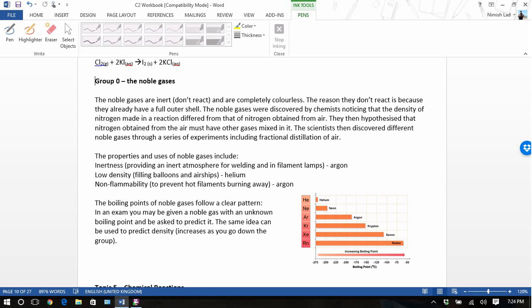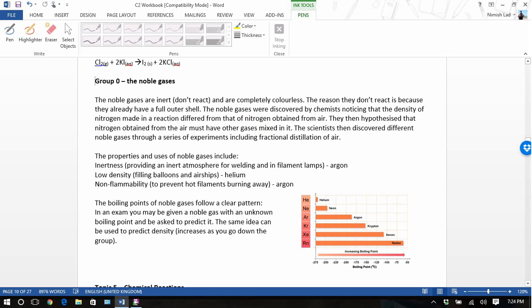So the boiling point of noble gases follows a clear pattern. In an exam, you may be given a noble gas with an unknown boiling point and asked to predict it. The same idea can be used to predict density. So you can see that the boiling point increases as you go down the group, from helium through neon, through argon, etc. Density is the same. Density will increase as you go down the group.